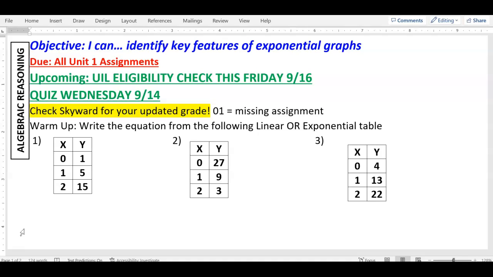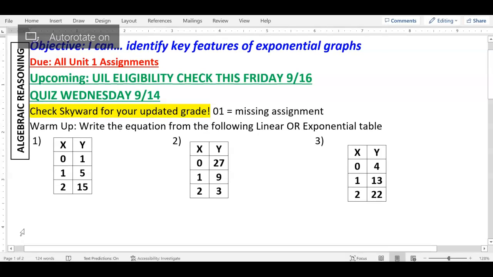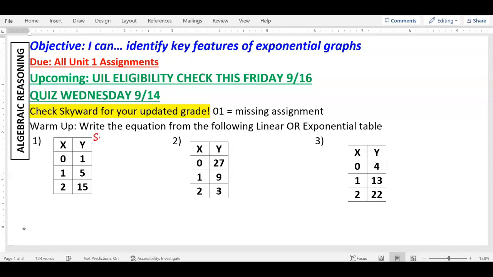Okay, so let me tell you how to figure this out. What you did before I was your teacher, to find out if it's linear, is you subtract. So first we're going to subtract, bottom minus top. What's 5 minus 1? 4. What's 15 minus 5? 10, okay? Now, when I subtract, are those the same number? No. So this is not linear. If these are not the same, then it's not linear.